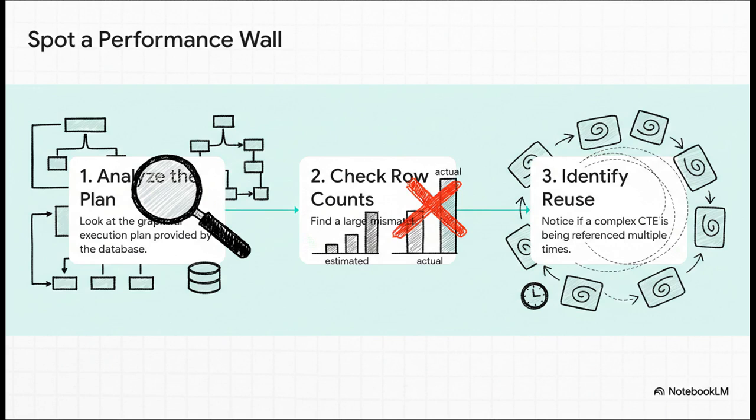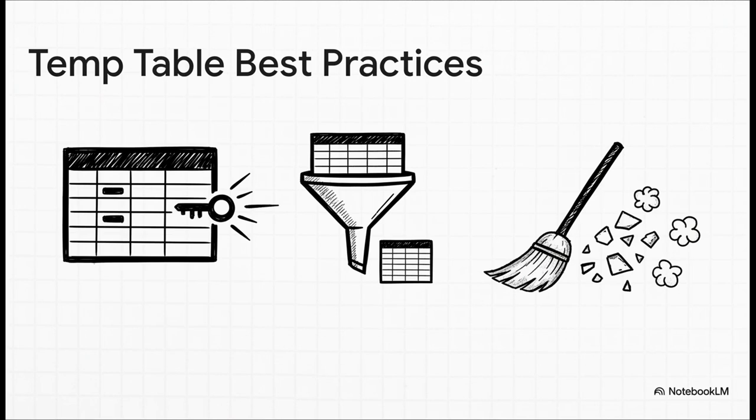Step 2, check those row counts. You're hunting for that massive cardinality estimation gap we talked about. And finally, step 3, identify reuse. If you see a complex CTE being referenced over and over again, you're probably forcing the database to recompute it every single time.